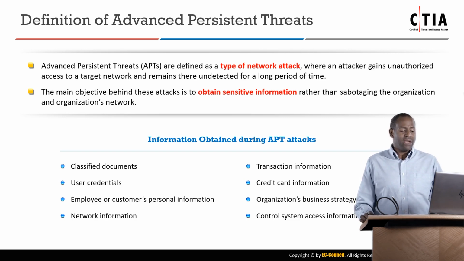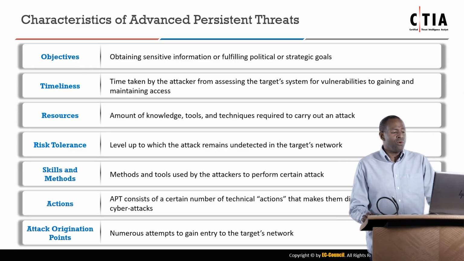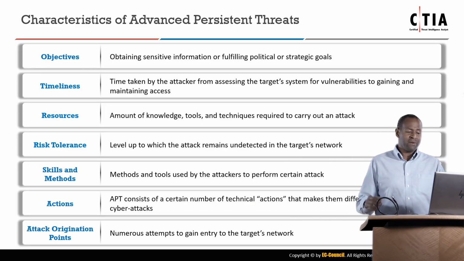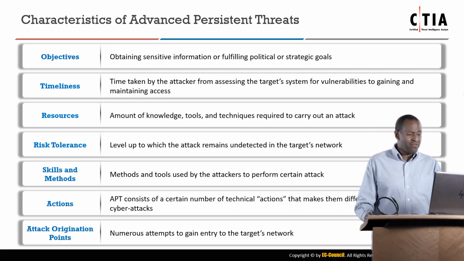So there are many types of information that are obtained during an APT attack, and there are more beyond this. But just keep in mind that the P in APT is persistent. It stays there for a long time. So with APTs, we have objectives, right? We talked about some of those. We have timelines. When did they start gaining access to the system? How long have they been there?